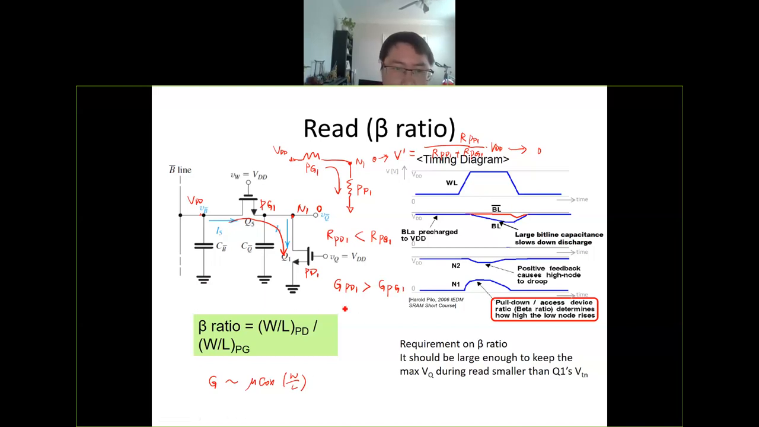Both the PG and PD transistors are NMOS. That means mu N Cox are the same. So only what matters here is the W over L ratio. So if you want to do this, then you want the W over L of the PD larger than the W over L of the PG. If we define this ratio as this one divided by this one, that means this beta is larger than 1.